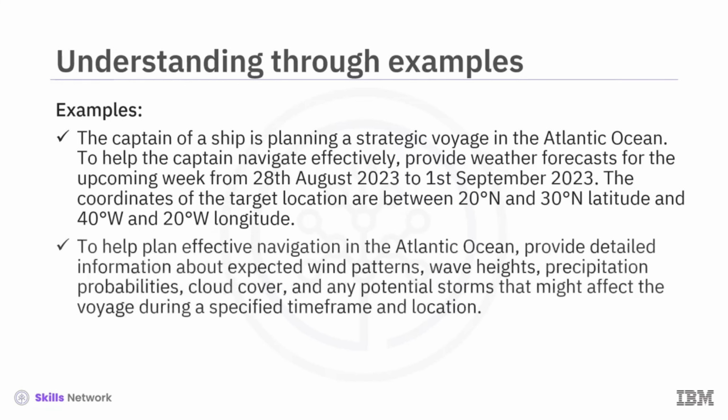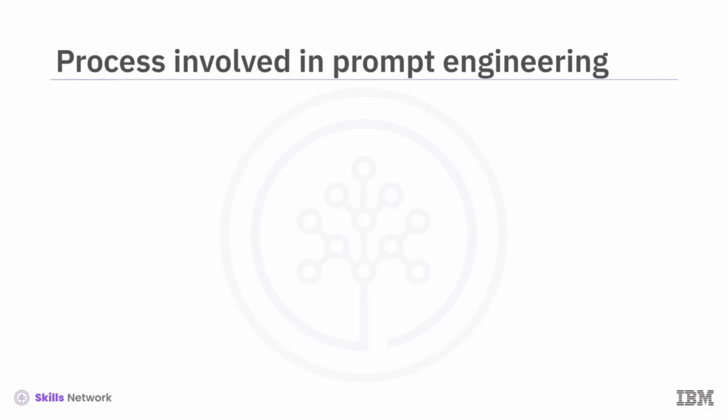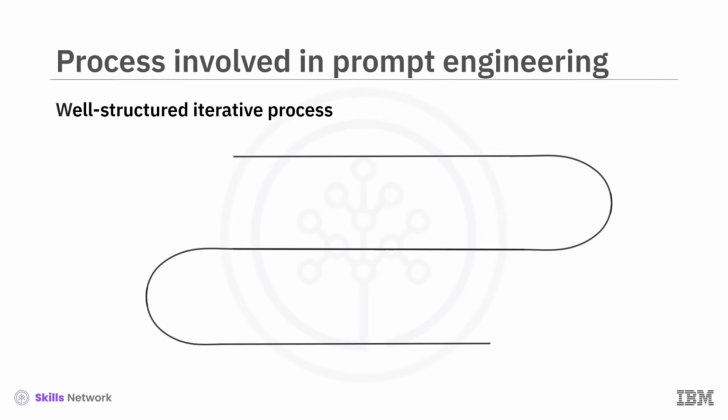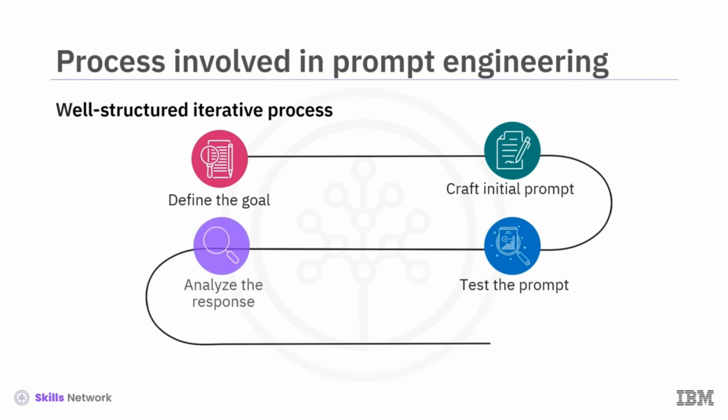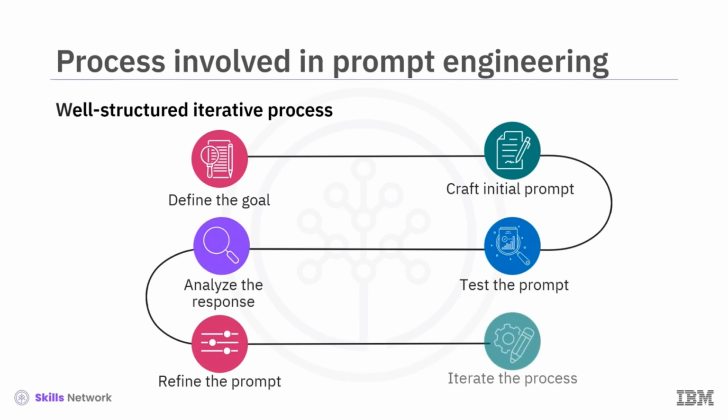For example, to help plan an effective navigation in the Atlantic Ocean, provide detailed information about expected wind patterns, wave heights, precipitation probabilities, cloud cover, and any potential storms that might affect the voyage during a specified time frame and location. It's important to recognize that prompt engineering is a well-structured iterative process that involves refining the prompts and experimenting with various factors that could influence the output from the model.